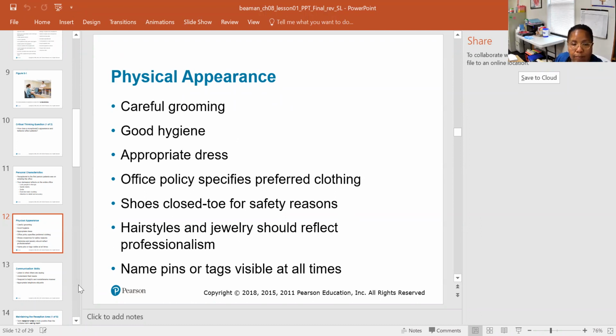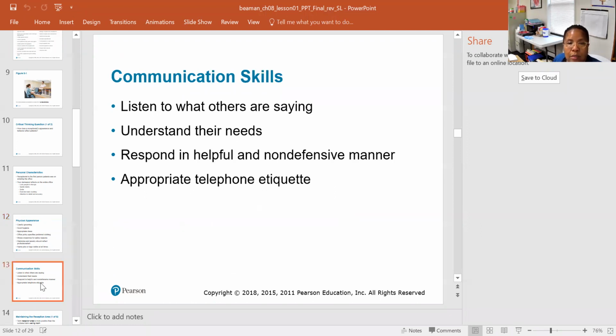Okay, so it says communication skills. Listen to what others are saying. If you keep your head down and I'm talking to you, you're not hearing me. Look me in the eye. Understand their needs. Respond in helpful and non-defensive manners.